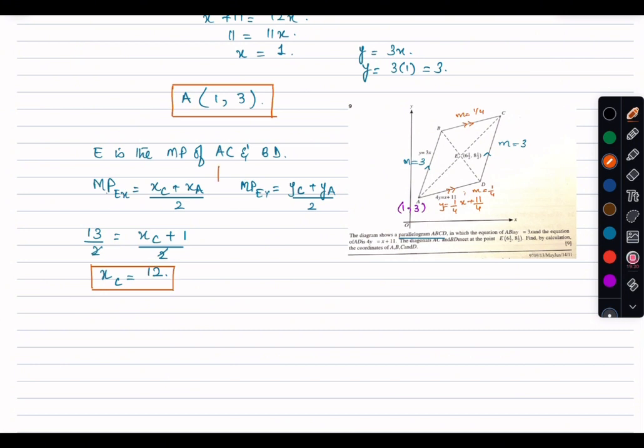In the same manner, I can get the y coordinate also. The y coordinate for E is 17 by 2, which equals the y coordinate of C plus the y coordinate of A, which is 3, and this also gets divided by 2. The 2 gets cancelled and I will be left with the y coordinate of C, which is 17 minus 3, that is 14. So I have the x coordinate as well as the y coordinate of C. So C will have the coordinates 12 and 14.